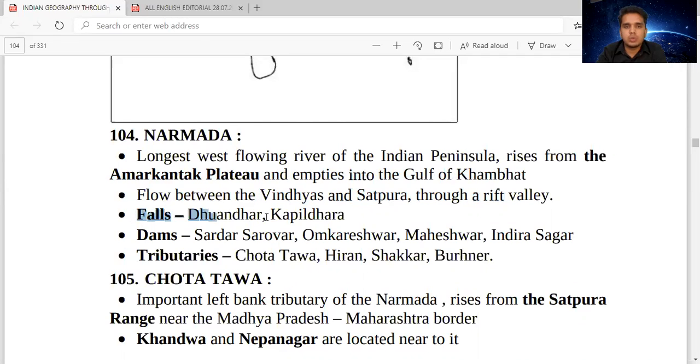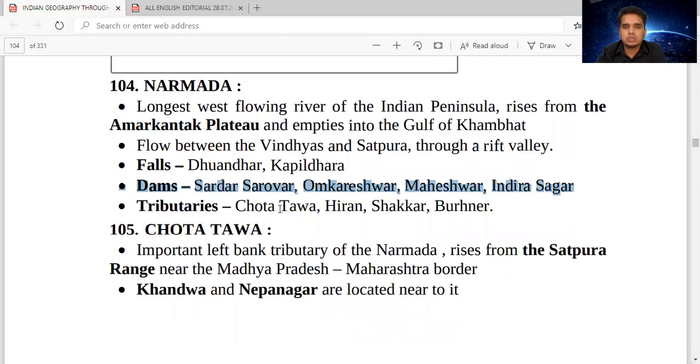Falls are Dhuandhar and Kapildhara. Dams are Sardar Sarovar. Dams are very important on the Narmada River because recently Sardar Sarovar, one of the biggest dams of India, has been launched over it. Omkareshwar, Maheshwar, Indra Sagar. Tributaries are Chota Tawa, Hiran, Shakkar, Barhan, Burner.